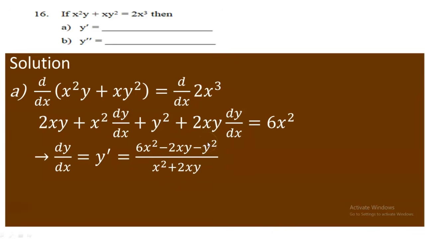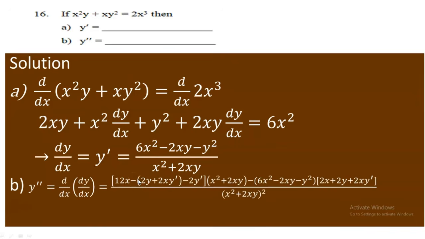And sometimes you may be asked to determine the slope of a tangent line to this function at a certain point. In that case, you see, the coordinates of the point must be substituted here to determine the slope of the tangent line at that particular point. That's all about A.